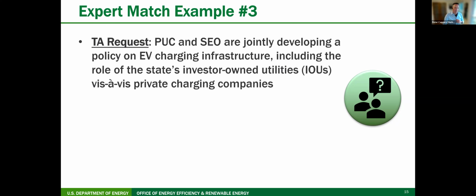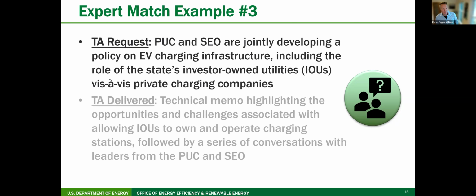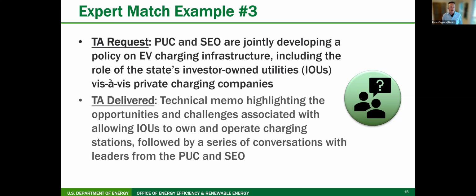And in this last example, a manager at the PUC is working with a counterpart at the state energy office to develop a policy on who can own and operate EV charging stations. Now, he understands that this is a really complex issue with both short-term and long-term implications for competition, price, and service, but doesn't really have the background to fully assess what those issues and trade-offs are.